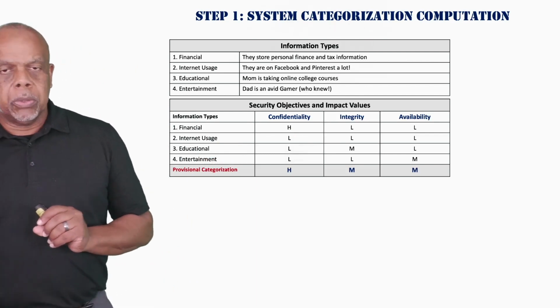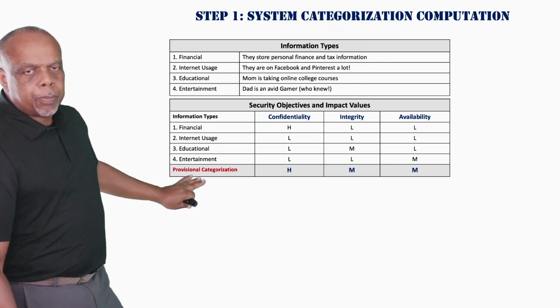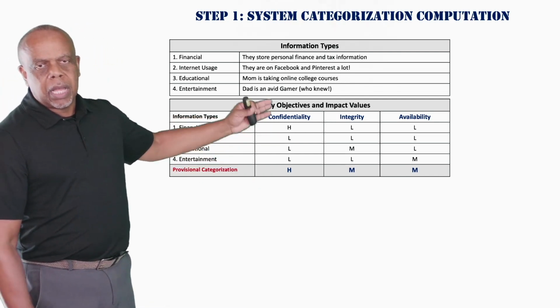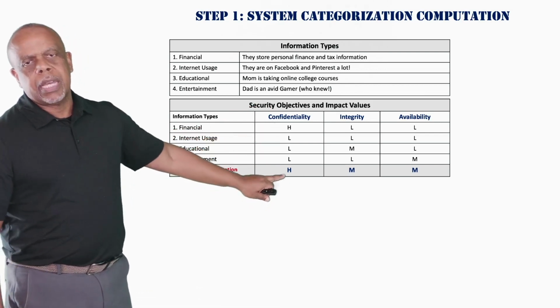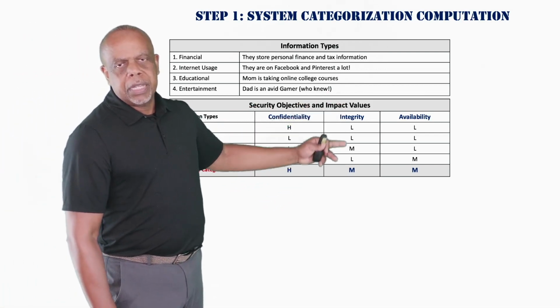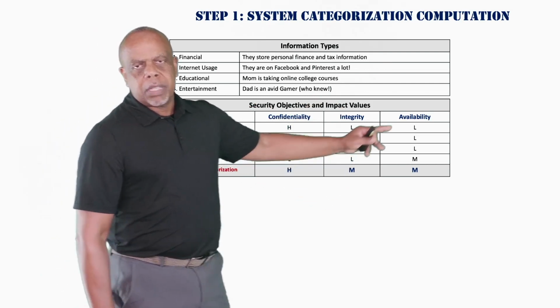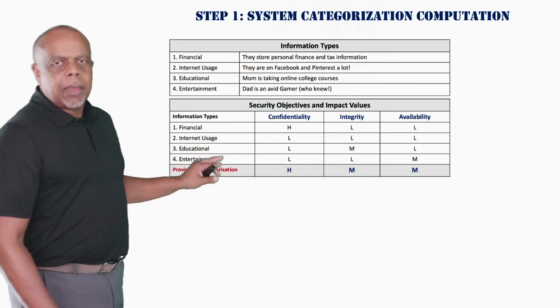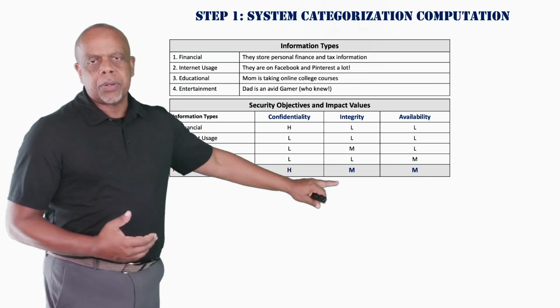So now what I'm going to do is look at each of these columns, and I can come up with a provisional categorization. If I look at the highest in this column, confidentiality, which is high, so overall confidentiality needs to be high. If I look at integrity, the highest one is a moderate, so same thing. And if I look at availability, the highest is moderate. So I will categorize my parents' information system as a high, moderate, moderate.